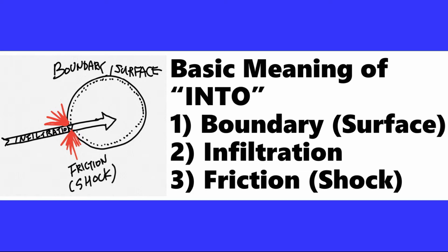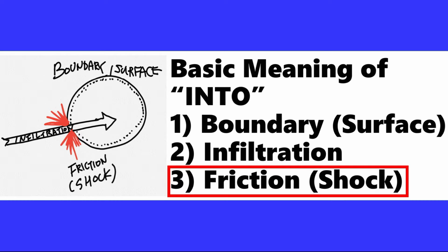The basic meaning of into is as follows. The basic meaning of into has three components. The first thing is that the place should have some kind of boundary or surface. Second, the motion or the movement should infiltrate the place. And third, when the infiltration happens, there should be some friction or shock. In this session, we are going to focus upon the third component, friction, and the use of into.